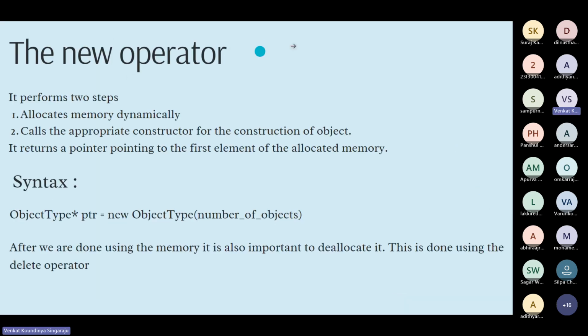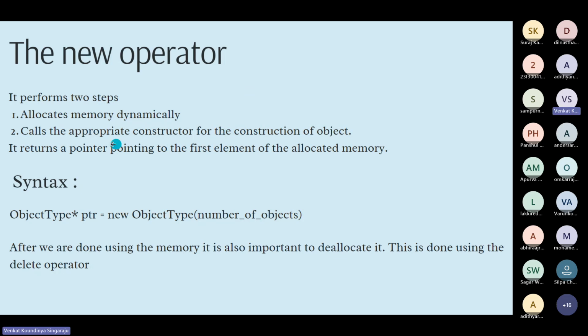The new operator is an operator which we use for dynamic memory allocation. It performs two steps. One, it allocates memory. Second, it calls the appropriate constructor for the construction of the object. Don't worry too much if you don't know what a constructor is. Basically, remember that it's a function. The job of the constructor function is to construct the object. This shall be discussed in detail in later sessions.